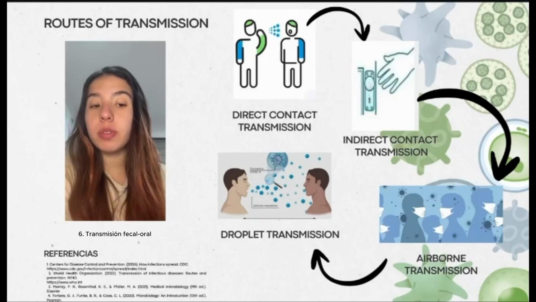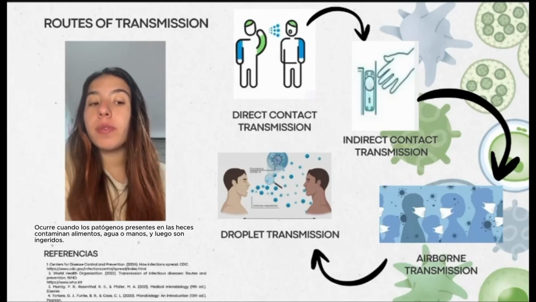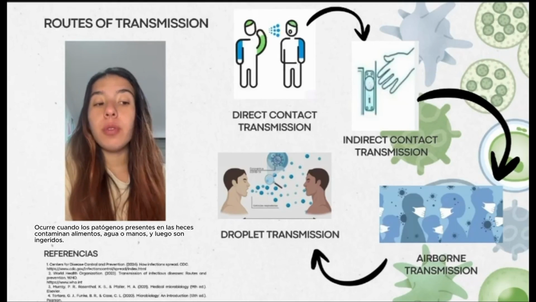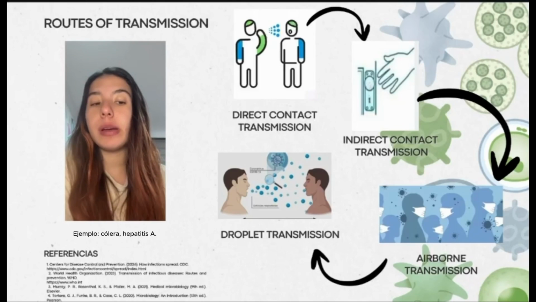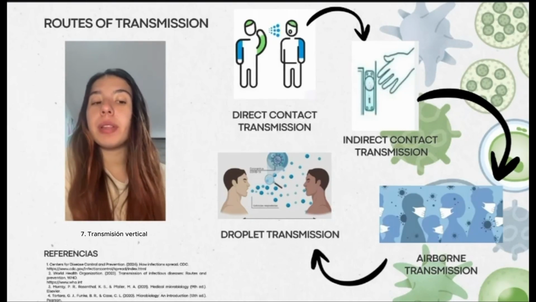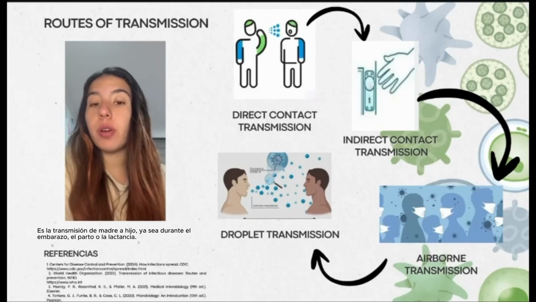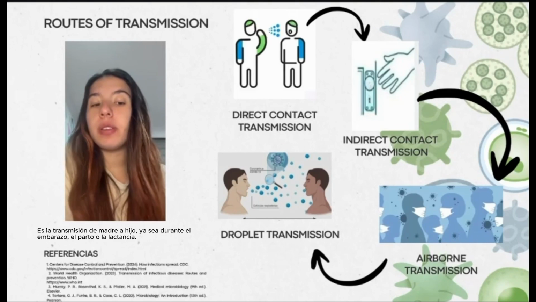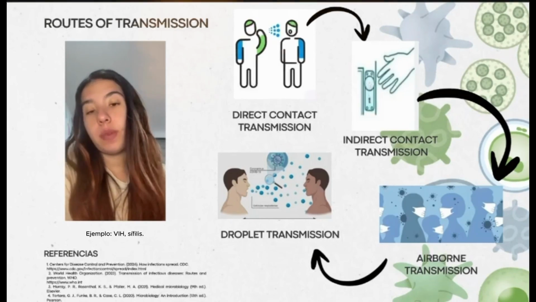Fecal-oral transmission occurs when pathogens from feces contaminate food, water, or hands and are ingested. Example: cholera, hepatitis A. Vertical transmission is from mother to child during pregnancy or breastfeeding. Example: syphilis.